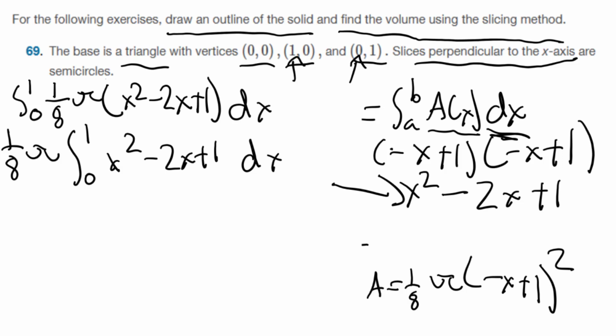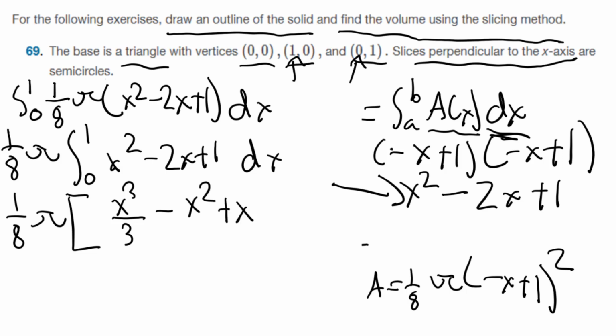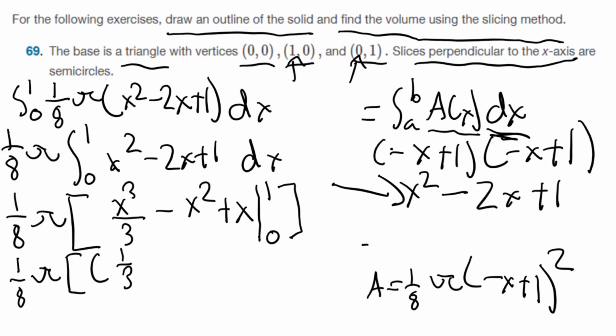Now we can solve this. We'll do 1/8 pi times the value of the integral, which is x cubed divided by 3 minus x squared plus x, evaluated from 0 to 1. Then we can evaluate this: 1/8 pi times, we'll evaluate at 1 and we'll get 1 cubed is 1, divided by 3 is 1/3, minus 1 squared is 1, plus x is plus 1, and then minus the value at 0.